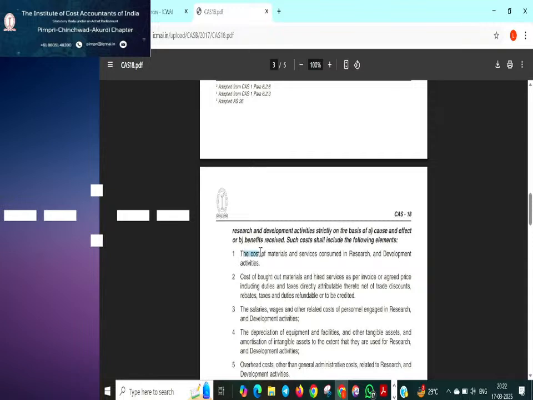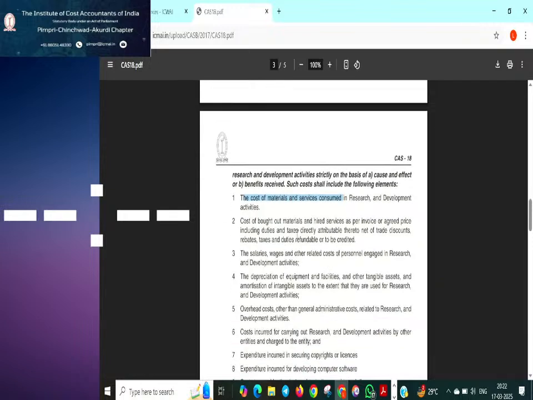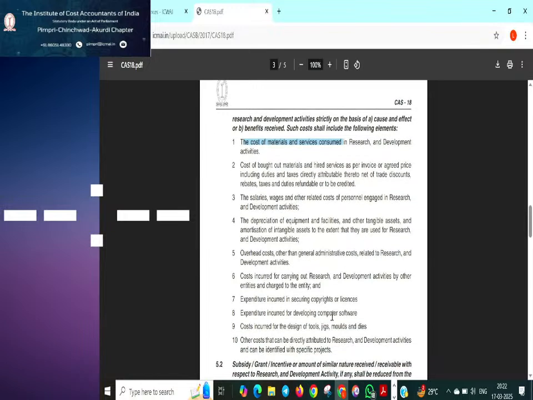First one, cost of materials and services consumed in your R&D activity. Cost of bought out materials: if you buy materials from outside, then the invoice or the agreed price, with all the adjustments of discounts, is taken. Then salaries, wages and other related cost of the personnel engaged in R&D activities, which is like an employee cost. Then whatever equipment you use, for tangible assets depreciation is allowed, and if it is intangible, amortization is done. Overhead cost other than general administrative cost which is related to R&D will be included in the cost.